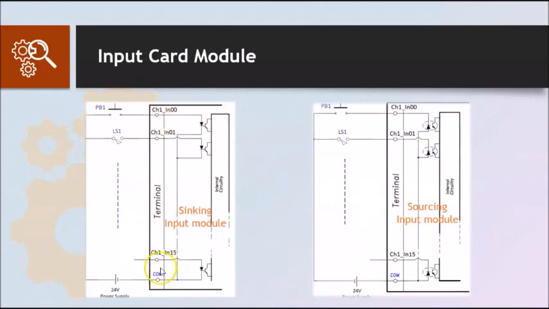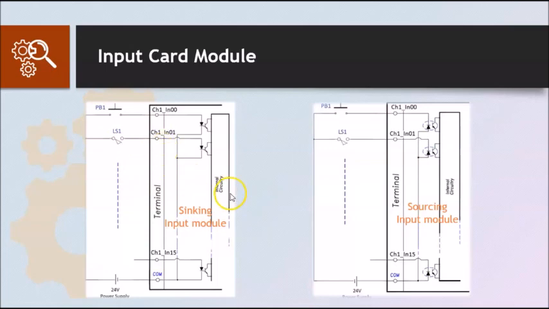This is the input card, and you can see that there are 16 terminals that allow you to connect your input elements to it. Why 16? Because the terminals start from 0 and end at 15, so there are a total of 16 connections for your input elements. In this example, we have illustrated two, the push button and the limit switch.